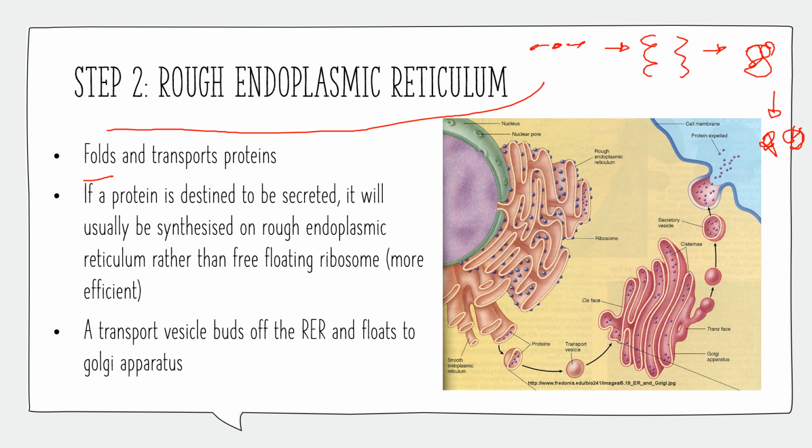So it normally happens in the rough endoplasmic reticulum because remember the rough endoplasmic reticulum has ribosomes attached to its surface. So if we are making a protein that we know we're going to export out of the cell, that translation process is normally going to happen inside one of these ribosomes that is attached to the rough endoplasmic reticulum, because it makes sense because we want to conserve energy, right? So all of this protein folding that we talked about in our first lesson, primary, secondary, tertiary, quaternary, happens inside the endoplasmic reticulum. Okay, so once it's made, it folds there, and then a transport vesicle is going to bud off and it's going to float to its next location.